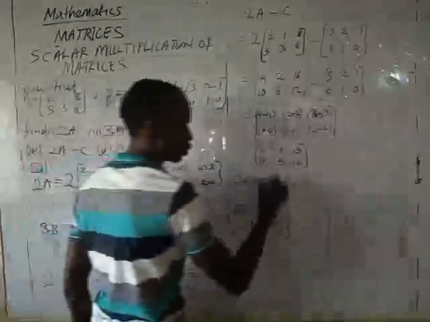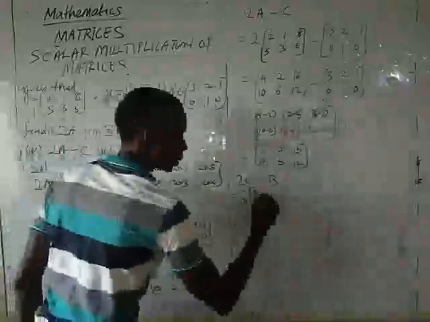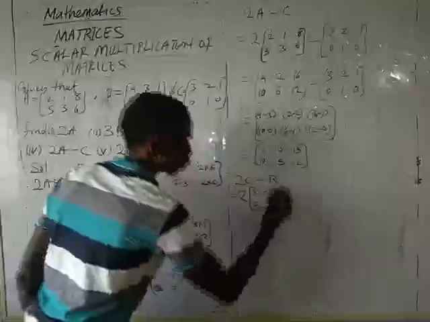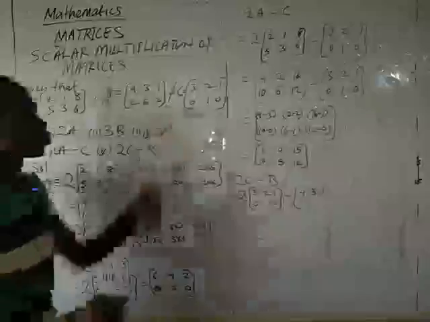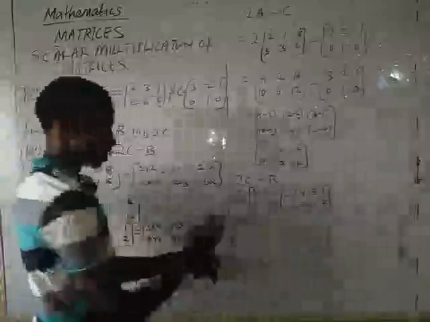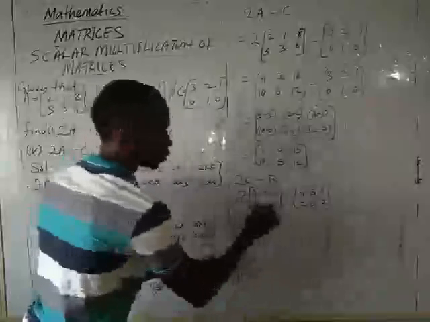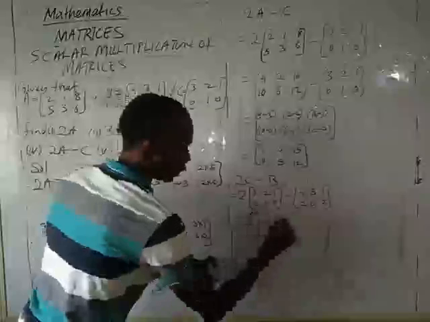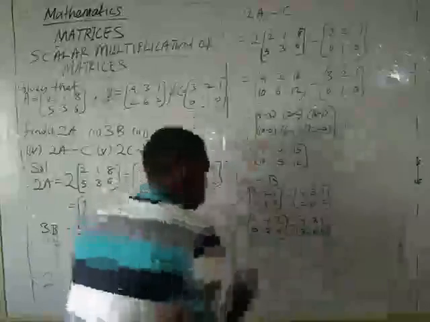So that my 2C minus B now will be 2 into my C, which is 3, 2, 1, 0, 1, 0, minus my B being 4, 3, 1, 2, 6, 2. So from this now, let's move on. I will have to do the scalar multiplication of 2 to matrix C. So I'll be having 2 times 3, 6, 2 times 2, 4, 2 times 1, 2, 2 times 0, 0, 2 times 1, 2, 2 times 0, 0. Then from that I will subtract my B, which is 4, 3, 1, 2, 6, 2. So with that, you know what to do.